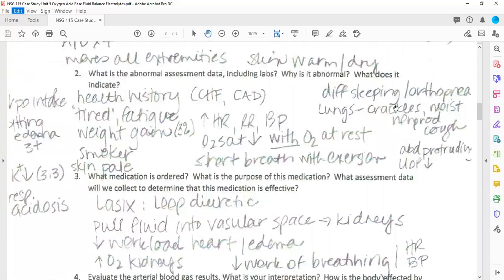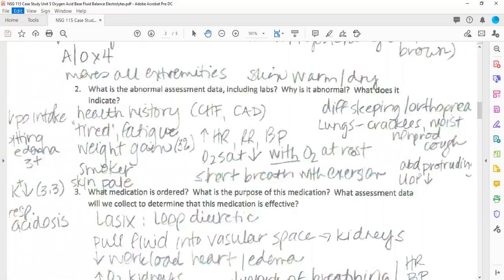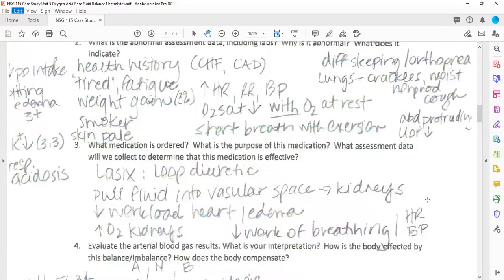Let's wait, we'll get to that in a minute about nursing diagnoses. What medications is this patient on? We said Lasix. It's a loop diuretic. What's the purpose? It's going to pull fluid into the vascular space to take it to the kidneys to get rid of fluid. We're going to decrease the workload on the heart. We're going to decrease edema. And hopefully we're going to increase oxygen getting to the kidneys. We want to decrease the work of breathing, and in doing that, we're going to decrease heart rate and blood pressure.